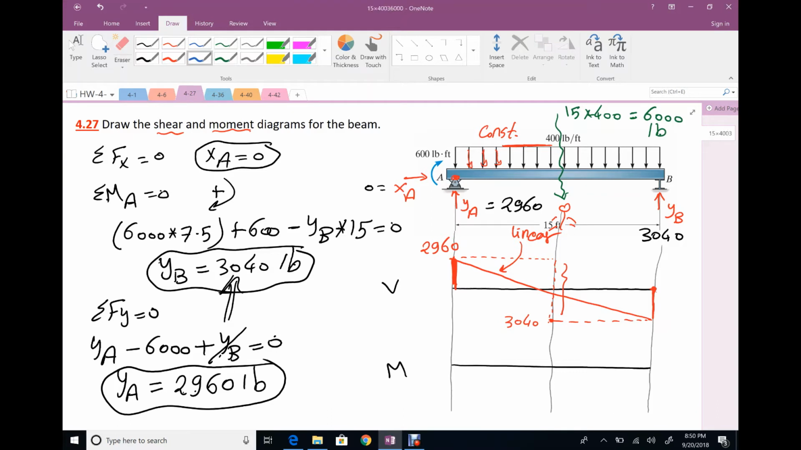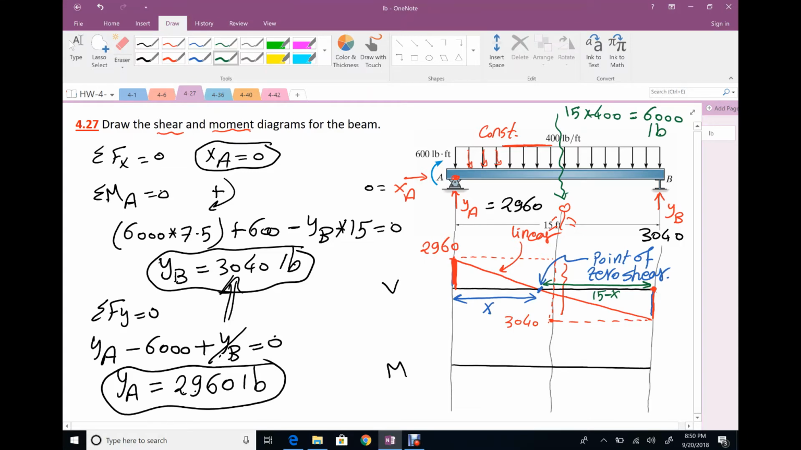I'm interested, where is this point? This point called point of zero shear. This point is important for me because at this point is the maximum bending moment value. So I'm not sure where is this point. This point not at the middle. Why? Because this value does not equal this one. So I'm going to assume this one at distance x. That means the other distance will be 15 minus x.